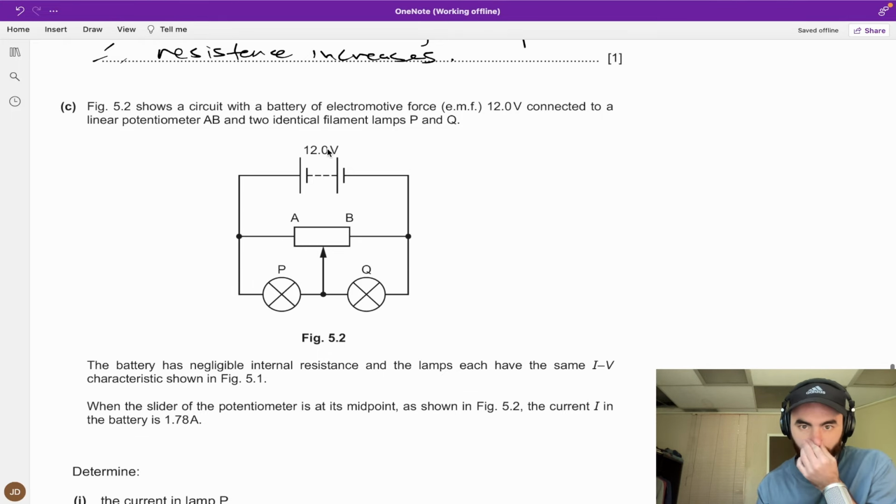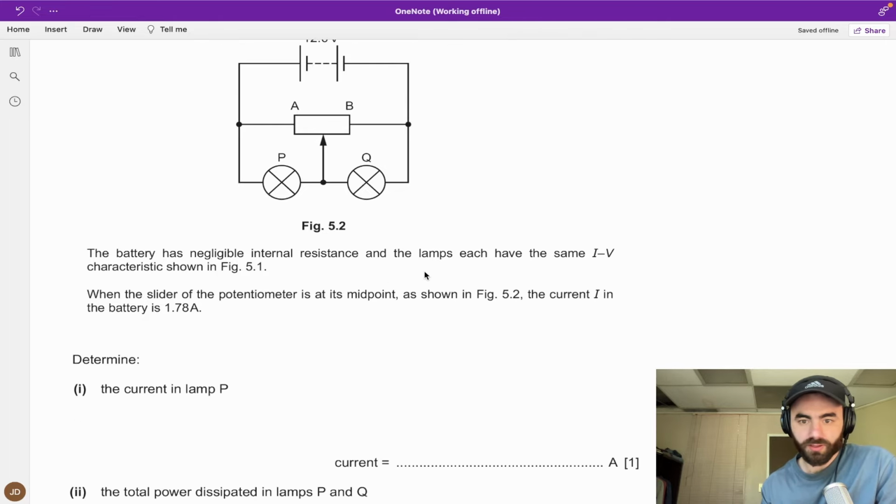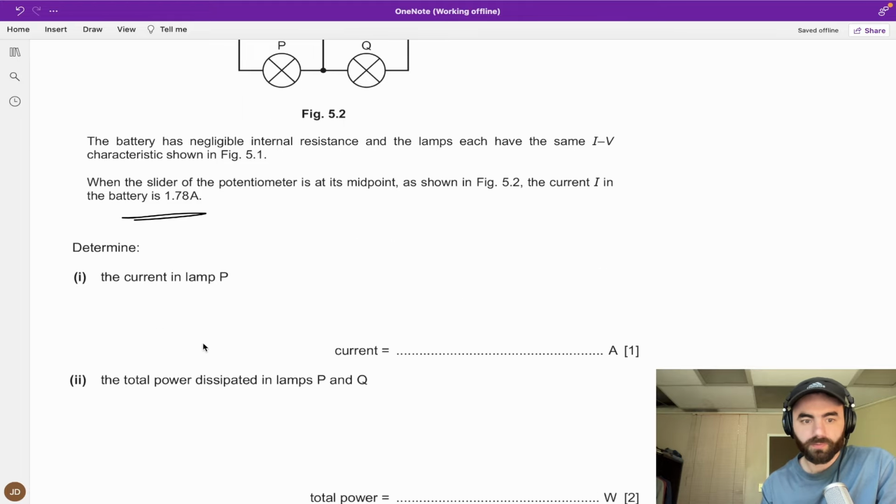Okay, so we've got this figure, and it's connected to a potentiometer. The battery has no internal resistance. When the slide of the potentiometer is at its midpoint, the current in the battery is this. Determine the current in the lamp.